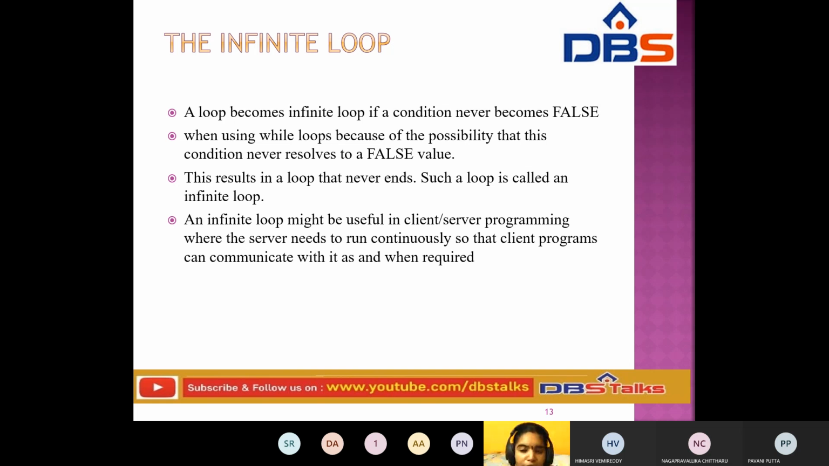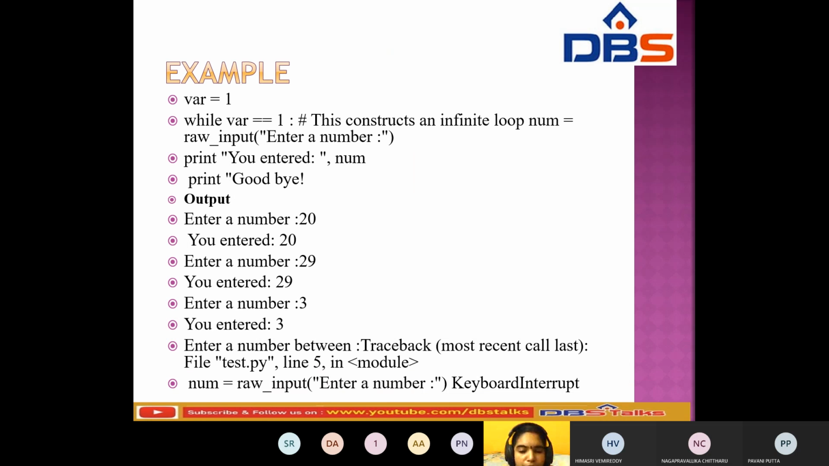Infinite loop means the condition never becomes false. For example, this is an example program for an infinite loop. I take var equal to 1, meaning variable equal to 1. Then while var == 1, this is the expression. Here I give a comment line: this constructs an infinite loop.